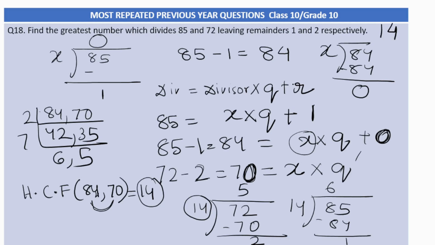I hope I am clear with this. First, out of these two numbers, you subtract the remainder. 85 minus 1, you get the number 84. Similarly, 72 minus 2, minus the remainder, you get 70. Find the HCF, that will be 14 here. That will be the answer for this question. I hope I am clear with this.